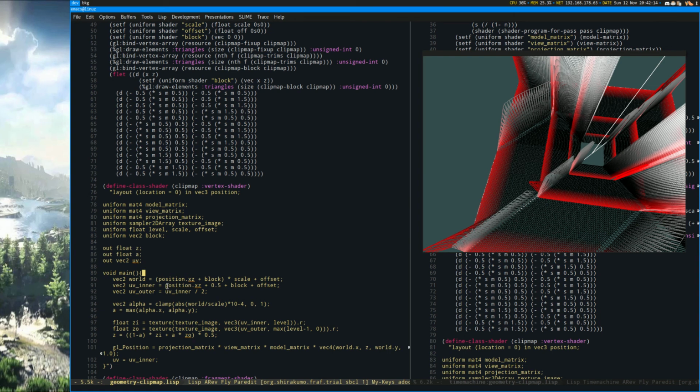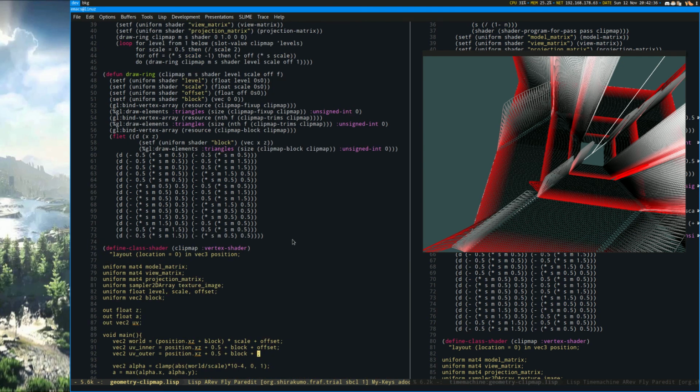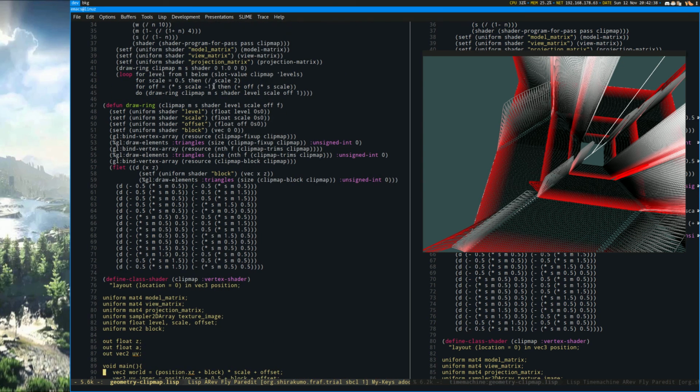We don't want to reconstruct things precisely though, because we still need to... Well, let's just do that first. Position.xz 0.5, that's the same. The block is always the same and the offset is not. So we need to have the offset, and that changes every time by what? By the offset. That's the previous one, plus s times scale. And s is what? Oh boy.